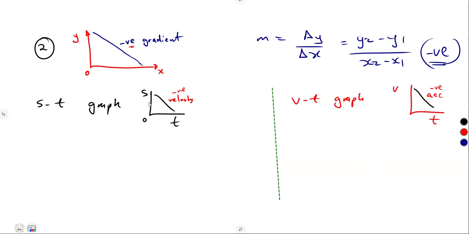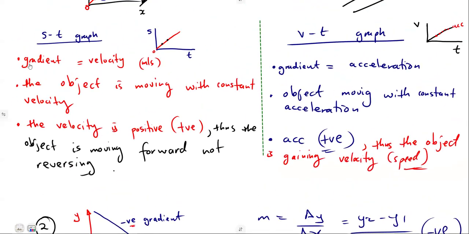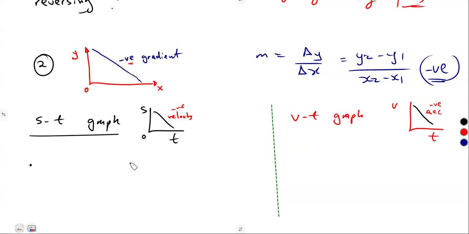All right. Since we are dealing with a straight line, we haven't changed anything from the concept that we had from the displacement time graph. It is going to be the same. Gradient is velocity. The object is moving with a constant velocity, just like before, but only the velocity is negative. That's the point that is going to change here. Since these lines have a negative gradient, your velocity is going to be negative.